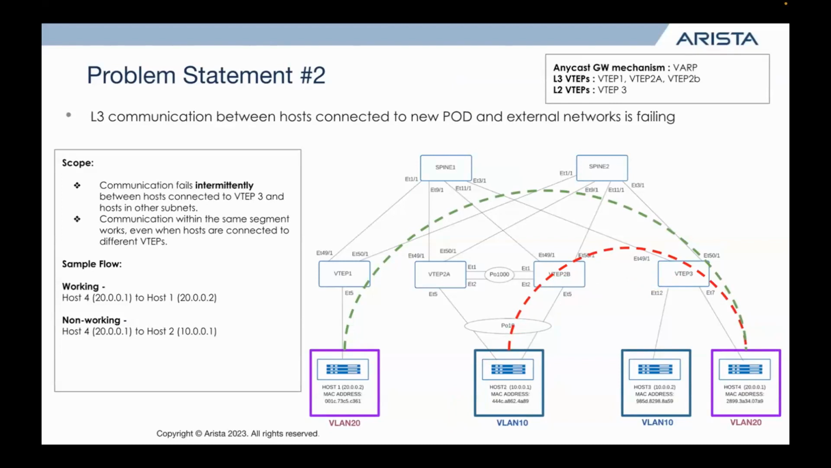The topology here is the same. VTEPs 1, 2A, and 2B are routing VTEPs, while VTEP3 is a bridging VTEP. The change here is that instead of using IP address virtual on the SVIs, we've configured IP virtual router address or VARP. The syntax of this setting is slightly different, and each SVI will have two IPs, a physical IP and a virtual IP. An example of a working flow is host 4 to host 1, which are in the same VLAN, VLAN 20, and an example of a non-working flow is host 4 to host 2. The same has been highlighted in the topology in red.